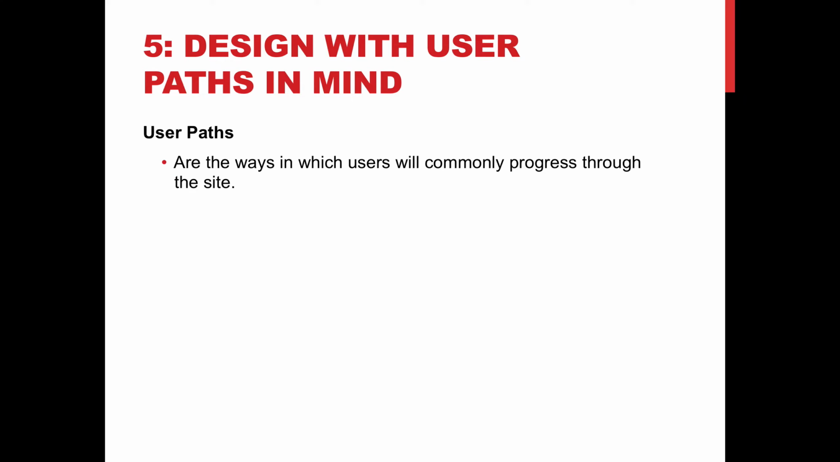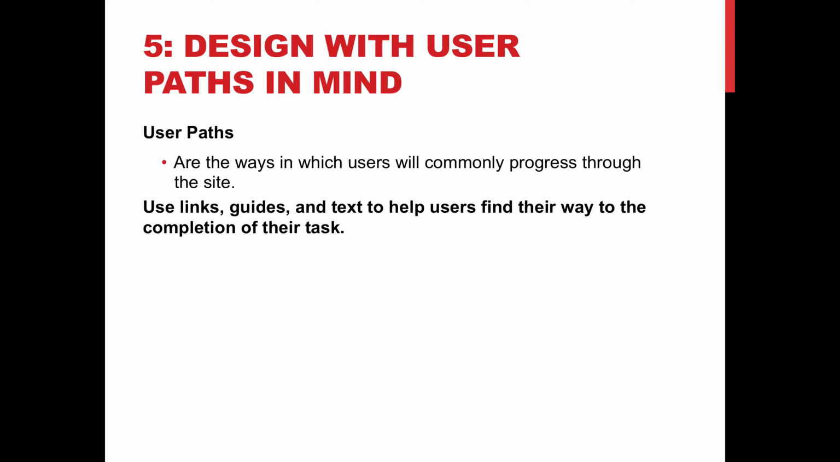So user paths are the ways in which a user will commonly progress through the site to find a certain amount of information. So you can use links, guides even. You could say, hey, are you trying to find how to upgrade your life insurance? Click here. So guide them to what you want. Give them short little text blocks that will describe where they need to go and help them really find their way.